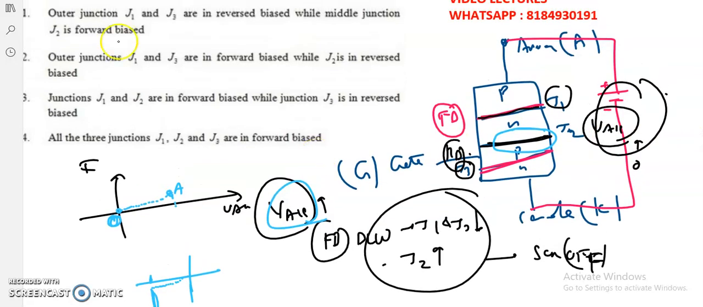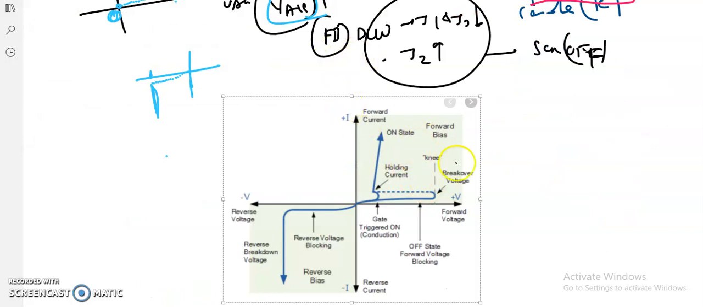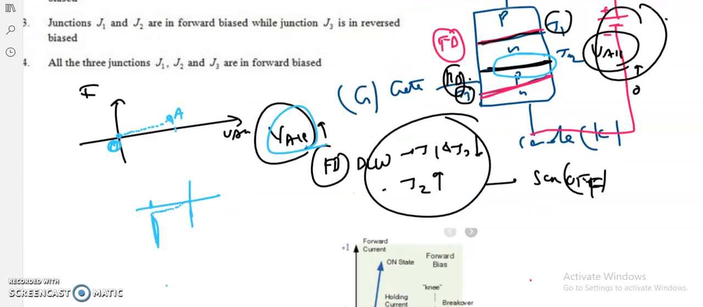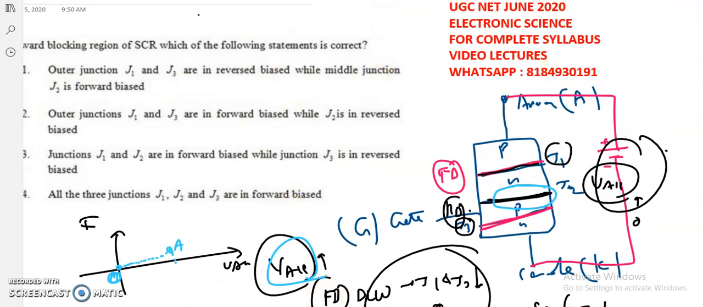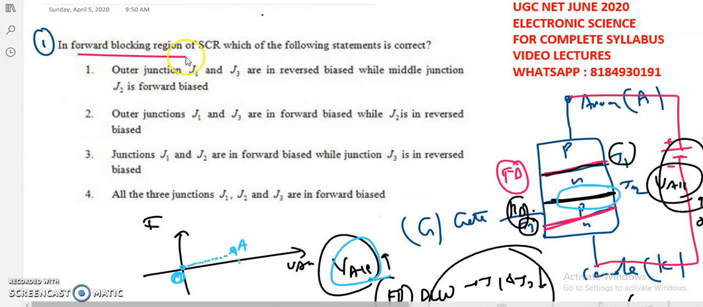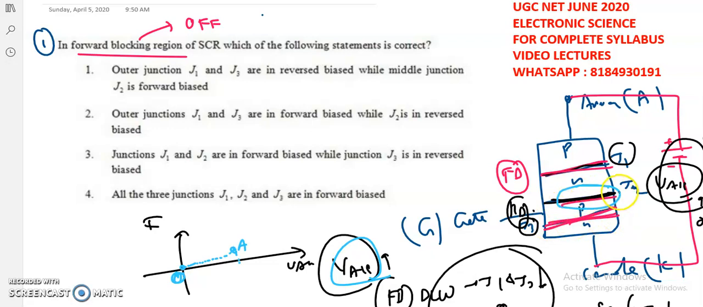Right now the characteristics of the SCR can be shown as the VI characteristics of the SCR, and here it is a point O and a point A. Whatever region lies from here to here in the VI characteristics of the SCR, this OA region is called the forward blocking region. In this region, the SCR is in the off state, and in this off state, the junctions J1 and J3 maintain forward bias and J2 maintains reverse bias.